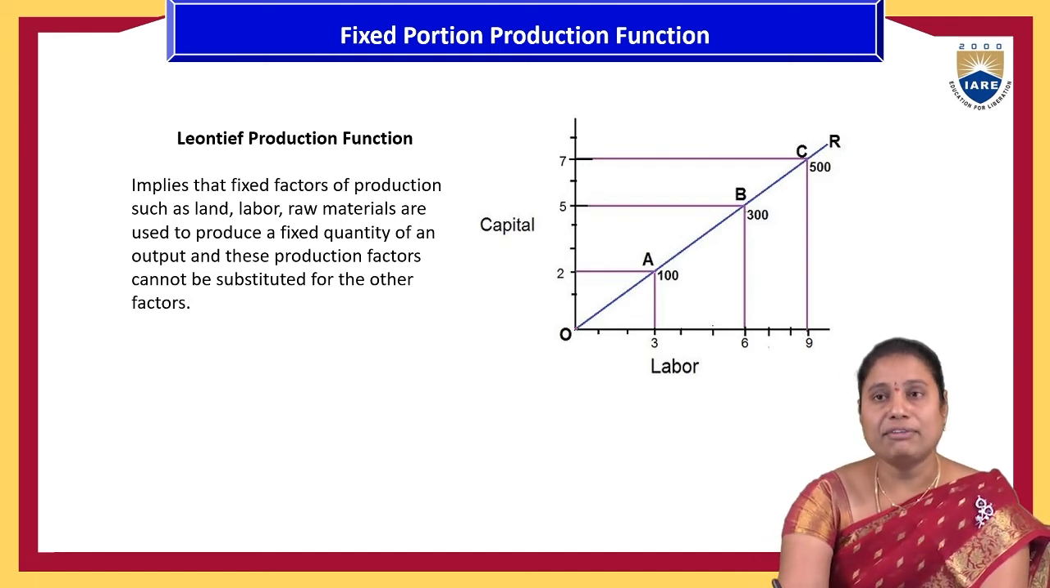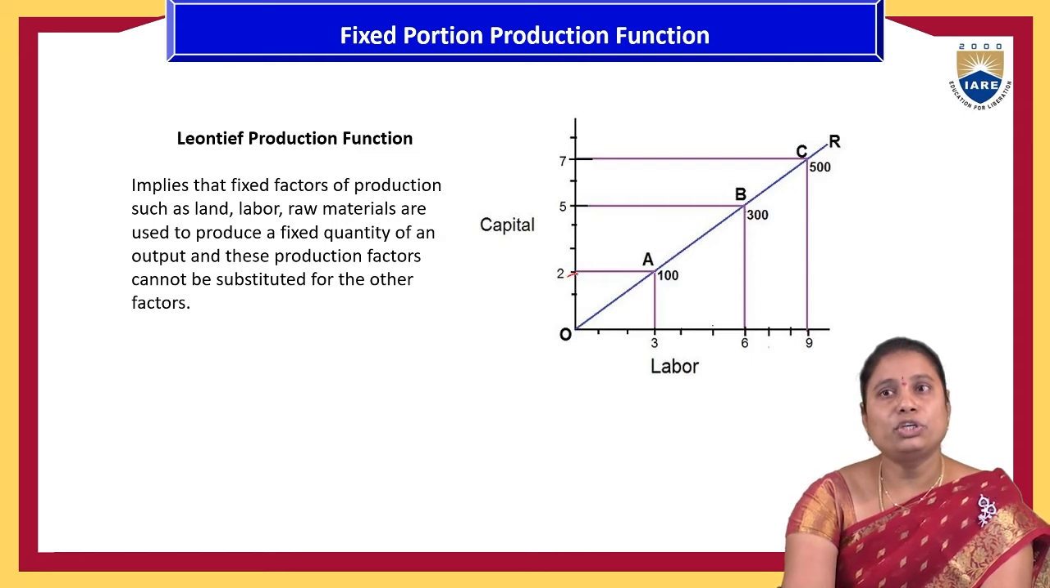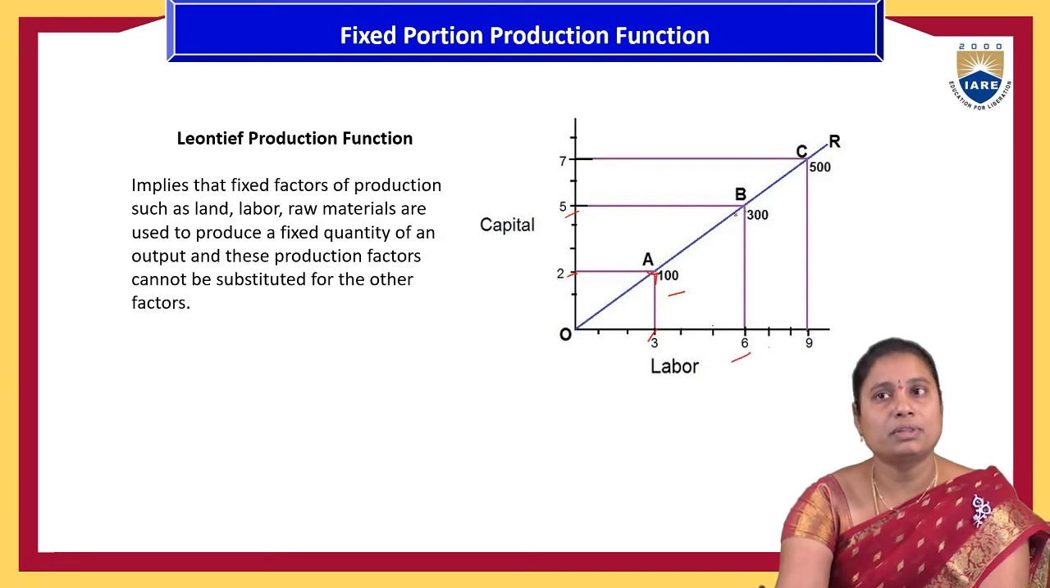So here in this graph, if we see, two units of capital and 3 labor yield 100 units of output, and if the capital is increased to 5 and labor is increased to 6, then there is a chance of expecting 300 units of output. The capital increases to 7 units and the labor increases to 9, and there is a chance of getting 500 units of output. So this is the level of outputs for the given combination of fixed inputs, and that is called a fixed proportion production function.